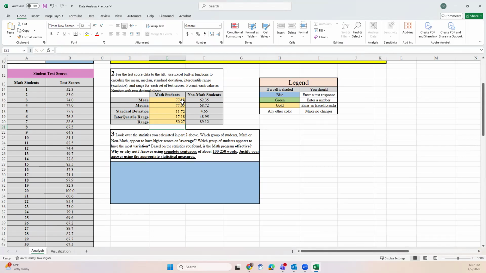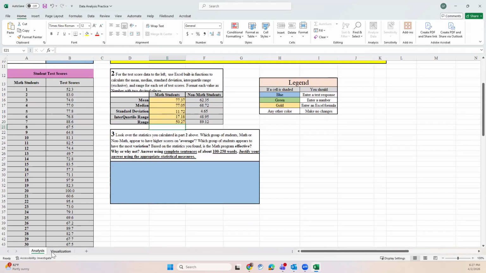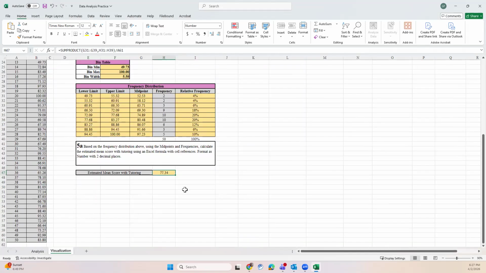If I go back to this page, it's 77.37, very close. Do they have to be that close? No, but they should be within 3 to 5 whole points of each other. Mine is pretty spot on. I think when I used Mr. Phillips, it was a little different. But yeah, so there you go.